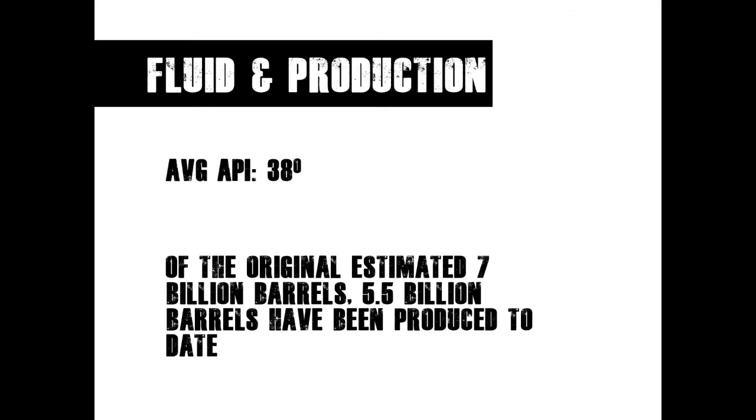The East Texas oil field features an API gravity of 38. Of the initial 7 billion estimated barrels in place, about 5.5 billion barrels have been extracted. Production is ongoing, and enhanced oil recovery methods have become popular.